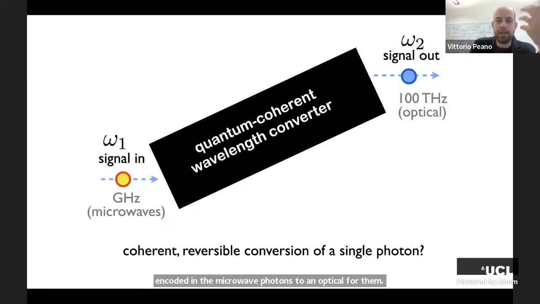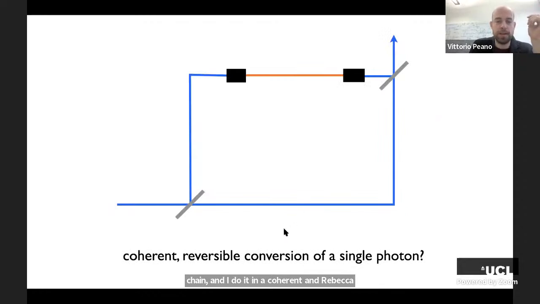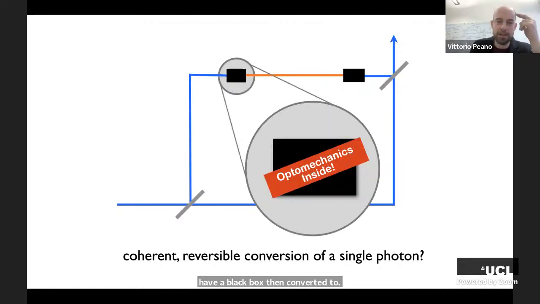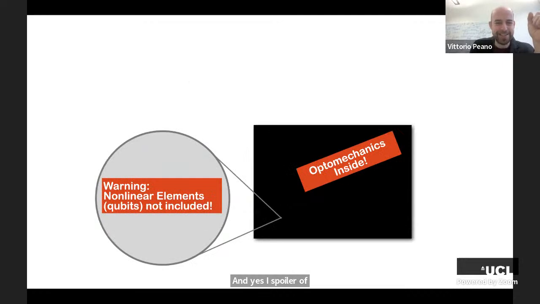And this is difficult and requires a nonlinearity, because I have to change the frequency by many orders of magnitude, from the microwave to the optical regime. And I do it in a coherent and reversible fashion. So I start off with microwave photons, then I have a black box, then convert it to the optical regime, and then I let it travel for a long distance, and I convert it back, and then I do some other calculation somewhere else. And so, a spoiler: optomechanics can do this. So it's important. We will see the optomechanical nonlinear interaction that allows you to do this.